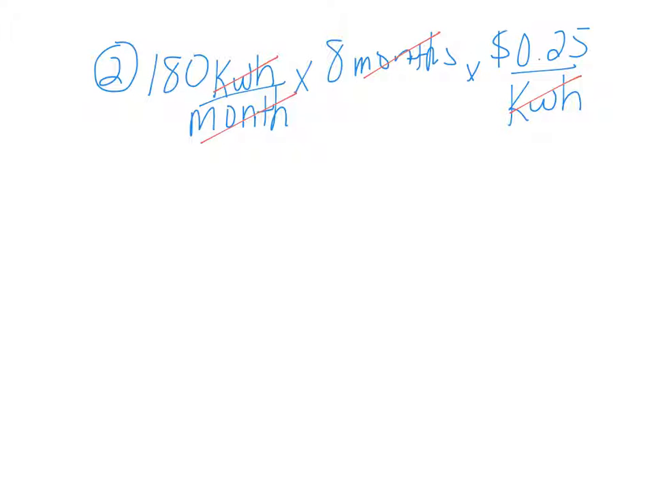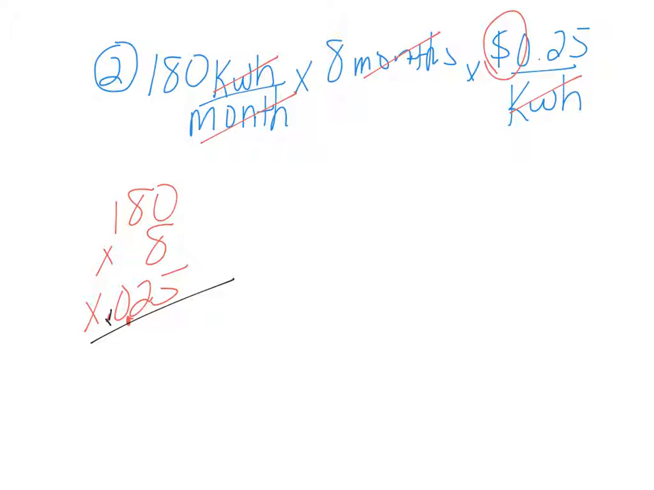And if you're left with a unit here at the end that you want, then you know that you've set it up correctly. So when you do all of this math by hand, 180, and you could do this on the side, times 8 times 0.25, I'm sorry, 0.25, not this one. When you do all of that math, you're going to come out with 360. And so the first part of our answer is 360, but we're not done.